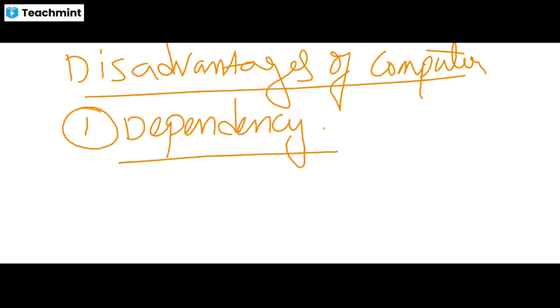Every instruction should be given by the human being, then only it performs its functions, as it does not have any intelligence to perform on its own. Each instruction has to be given to the computer, as the computer cannot take any decisions on its own. So it is one of the disadvantages, as it depends upon another person.